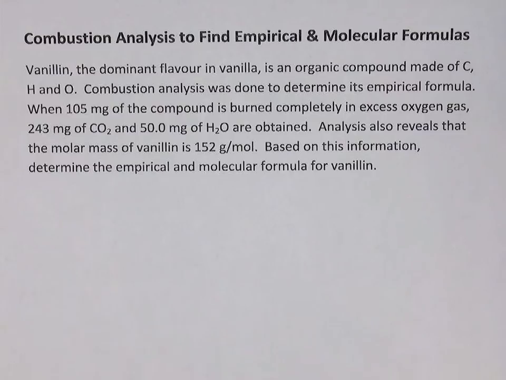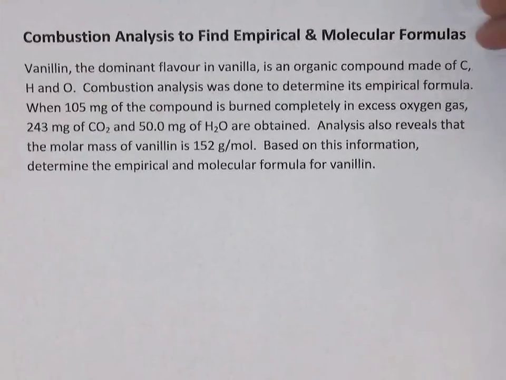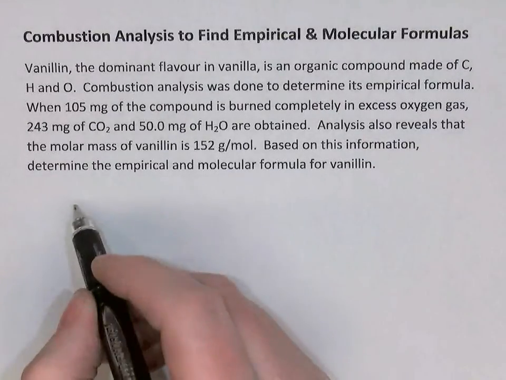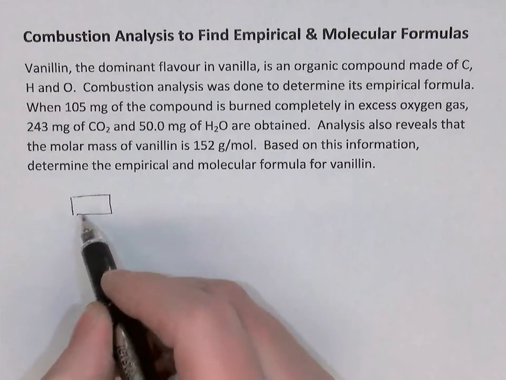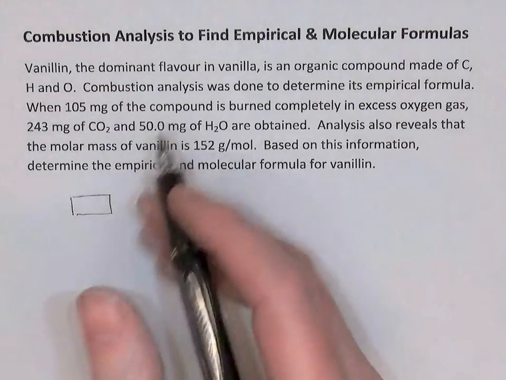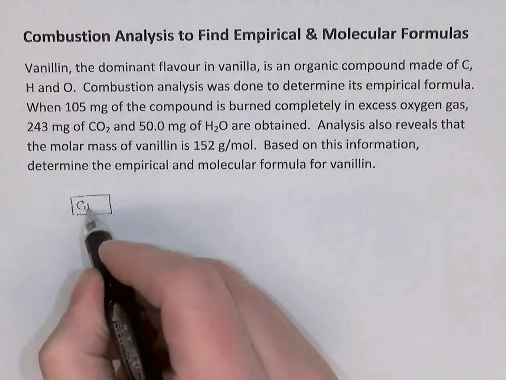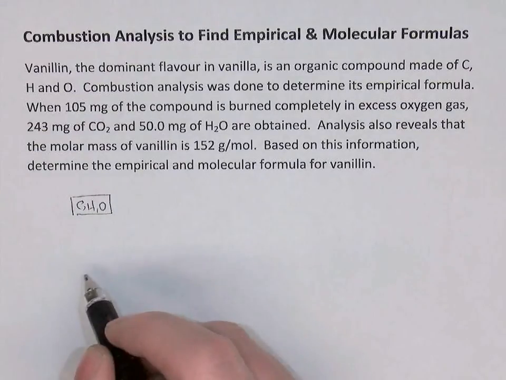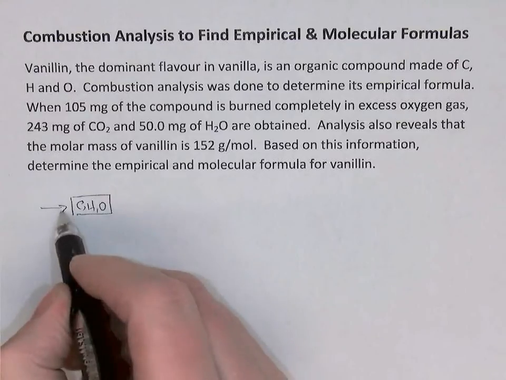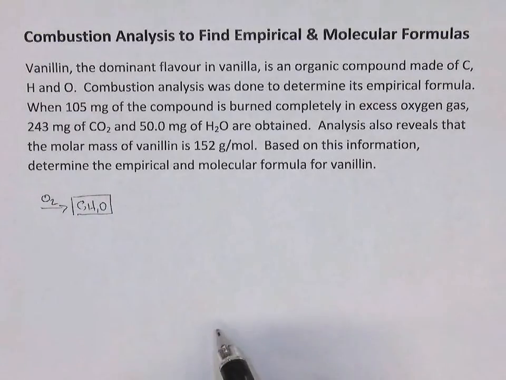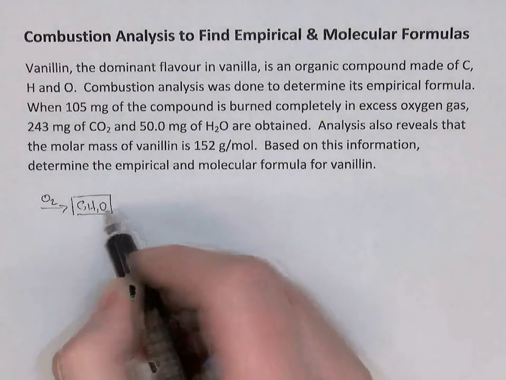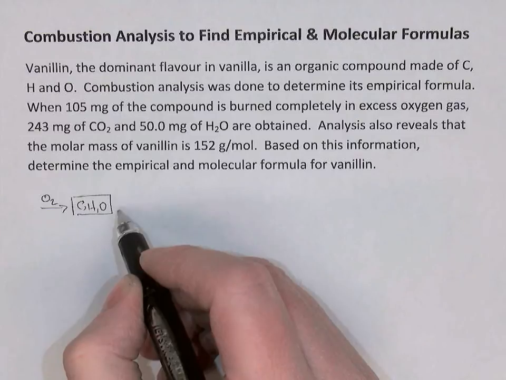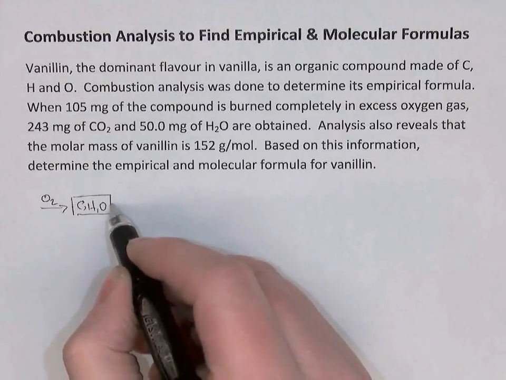Now, what does that mean? Well, combustion analysis is exactly what it sounds like. We're going to take a sample and put it into a furnace. And in this furnace, we're going to burn the compound. So it's made of carbon, hydrogen, oxygen. We're going to burn it. To burn it, we add oxygen gas, just like a hydrocarbon combustion reaction. It's going to produce two products. If it burns completely, it will produce CO2 and water vapor.